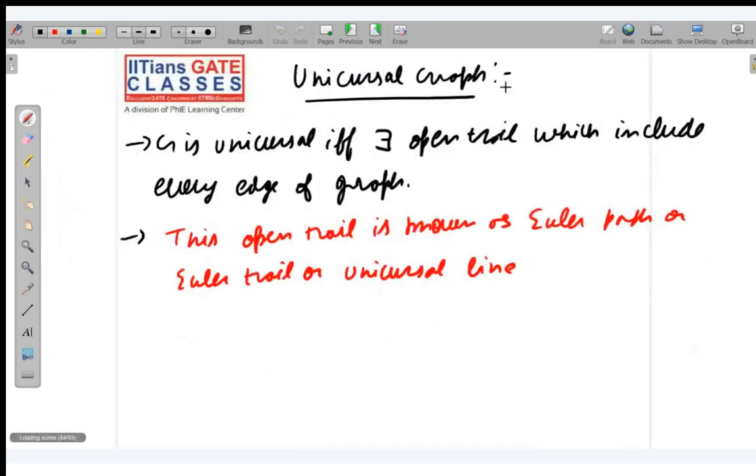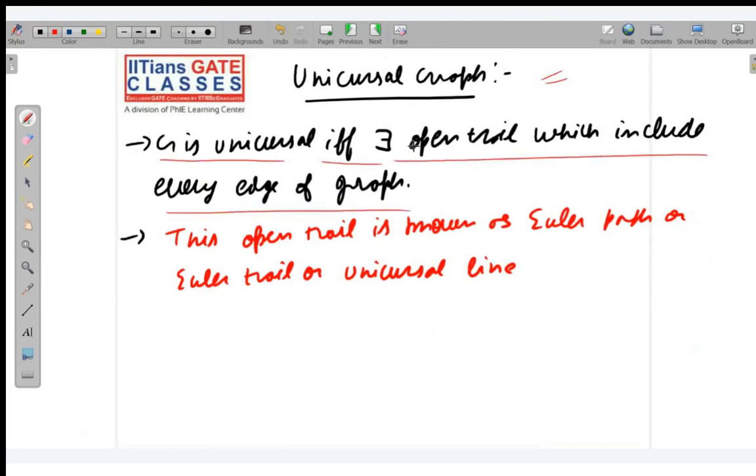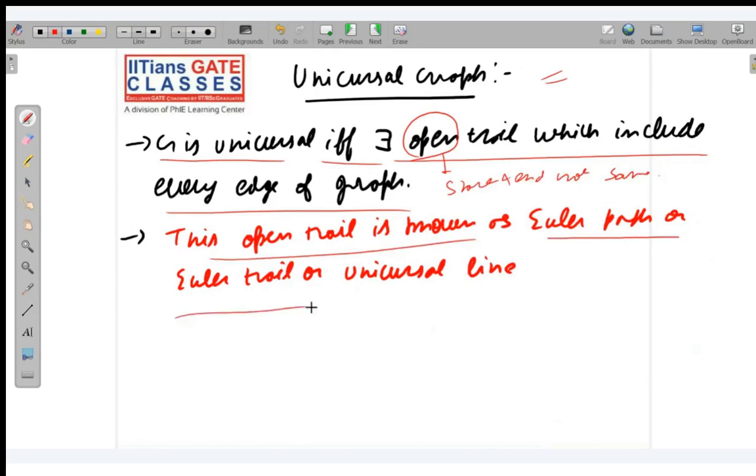Okay, so next is the unicursal graph. What is a unicursal graph? G is unicursal if and only if there exists an open trail which includes every edge of the graph. Open trail means it is not closed, that means start and end are not the same. This open trail is known as Euler path or Euler trail or unicursal line. These are just terminology. Take a snapshot. I will jump to the next slide and I will show you examples.